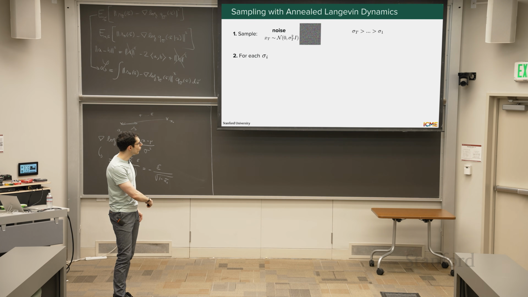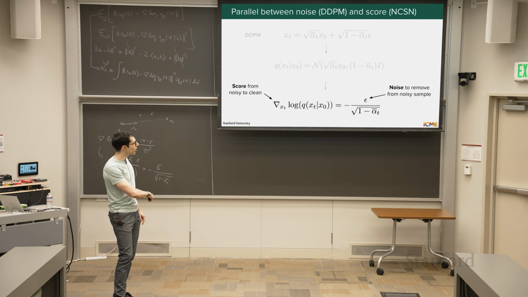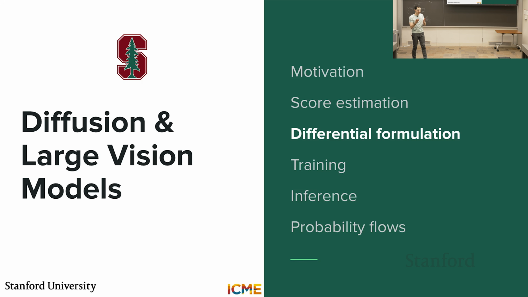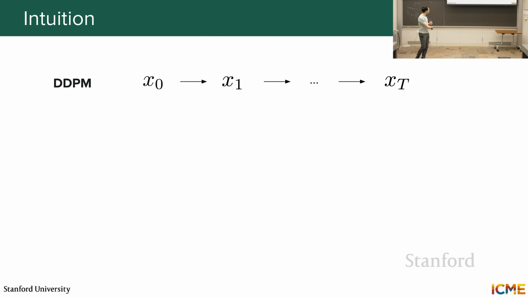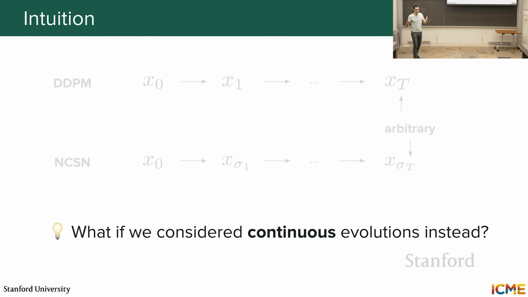So far, what we've seen is noising images using a discrete set of noise increments. But one could argue that this discretization is arbitrary. It is something that you need to decide before starting your training process. So one idea is to actually consider continuous evolution instead of discrete one.